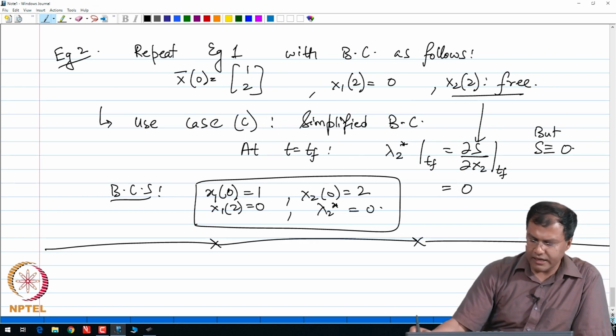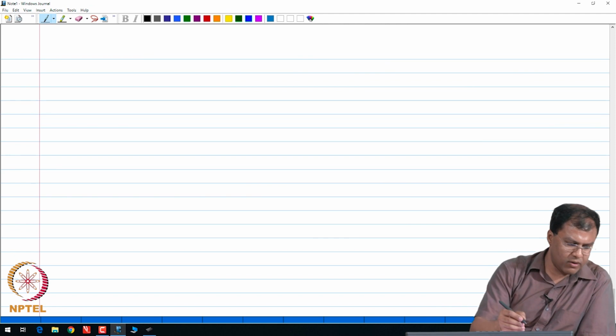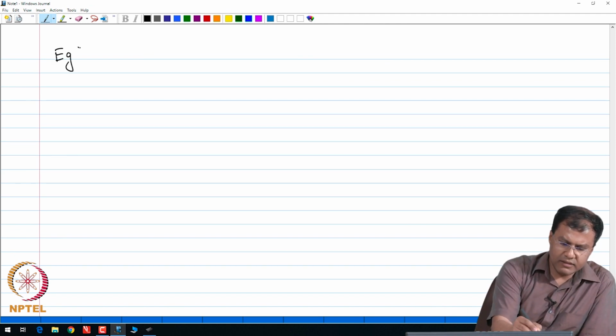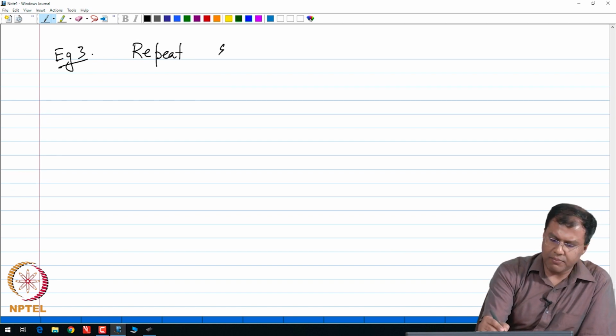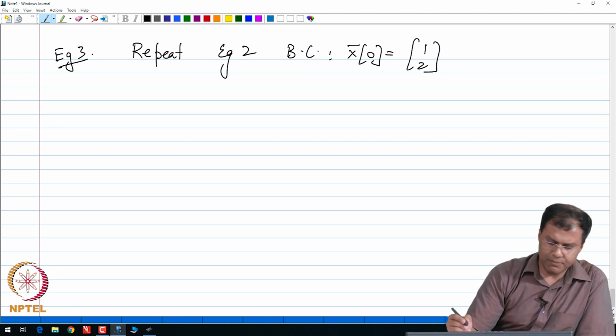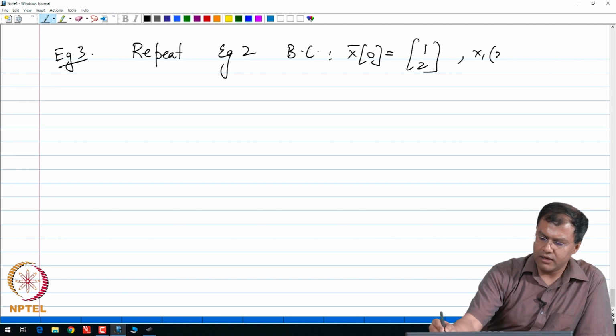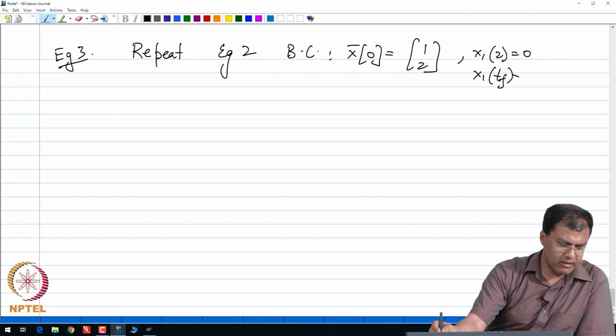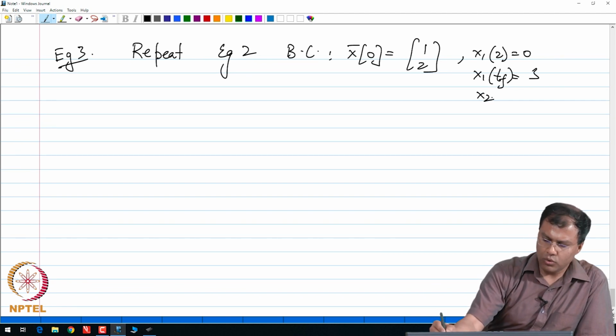I am going to repeat my example 1, but with the following boundary conditions. So, again in my third example I repeat my example 2 with the following boundary condition, x 0 is [1 2]. So, this is a vector setup, and x 1 at 2 is equal to 0, x 1 at T f is equal to 3, and x 2 at T f is free.